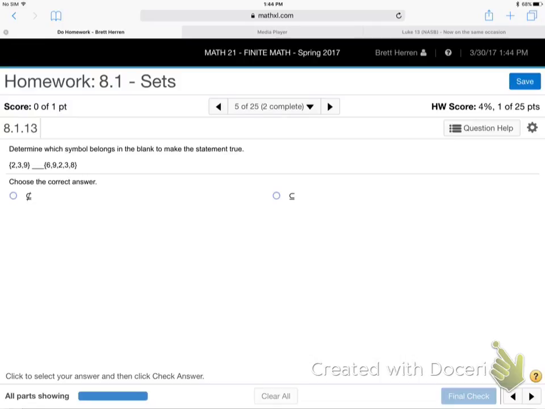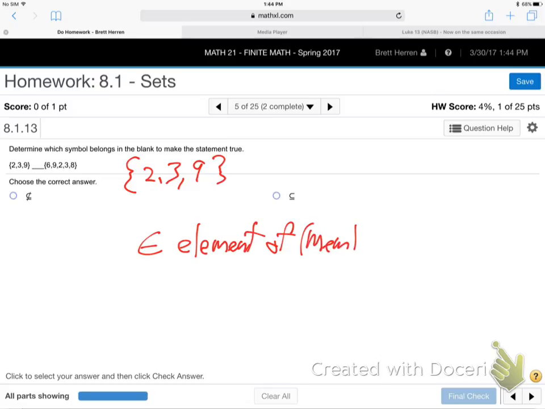All right, so they're saying the set containing 2, 3, 9. Now we're doing a new symbol. Remember, this means element of, or in other words, member of, right? Does that make sense? I could say, is Alexander a member of that class? Yes, he's an element of our class, right? Is Michael a member of our class, an element of our class? Yes. Okay, so that's what that means.